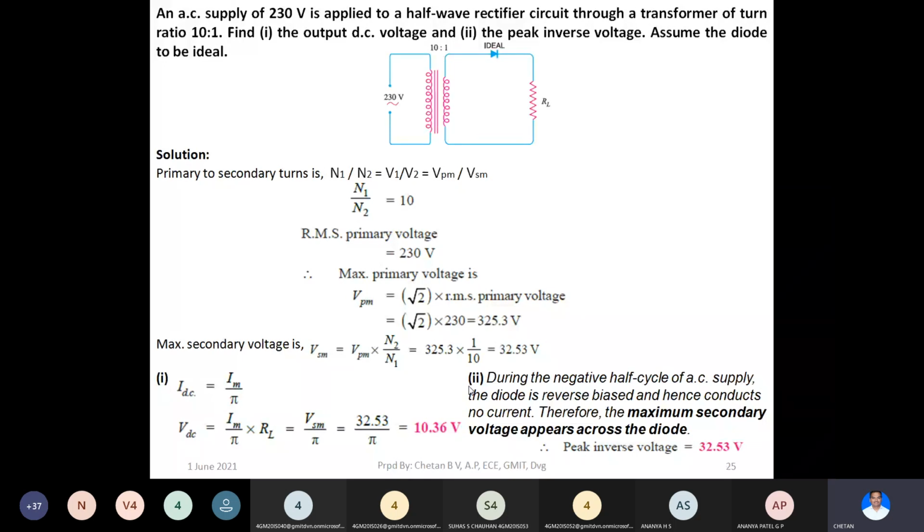What the question reads is, an AC supply of 230 volt is applied to a half wave rectifier circuit through a transformer of turns ratio 10 is to 1. What you have to find out is, first, the output DC voltage. Next you have to find out the peak inverse voltage. And you have to find out these parameters assuming that the diode is ideal. Ideal diode means it will not have any voltage drop across it, and whenever it is forward biased, it is a perfect closed circuit. That is what an ideal diode is.